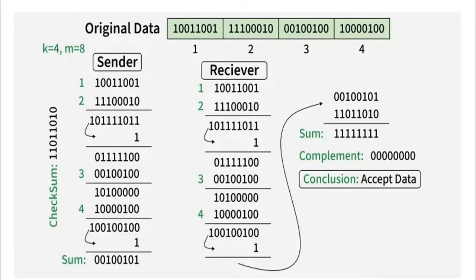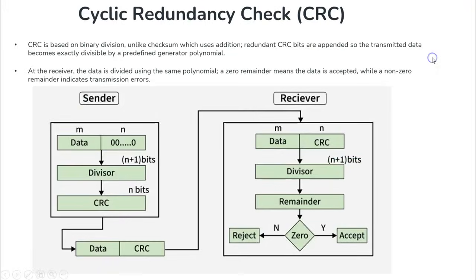Look at the example. The original data is divided into blocks and the sender sums. Don't forget to take care of the carry. And the checksum is calculated. How to calculate the checksum? Take the one's complement of the sum, that is the checksum. Now the data along with the checksum is transmitted to the receiver and the receiver performs exactly the same operations. It sums all the words. Don't forget the carry. And the sum is calculated. Take the one's complement of the sum. If the complement is all 0, accept the data, which means there is no error.